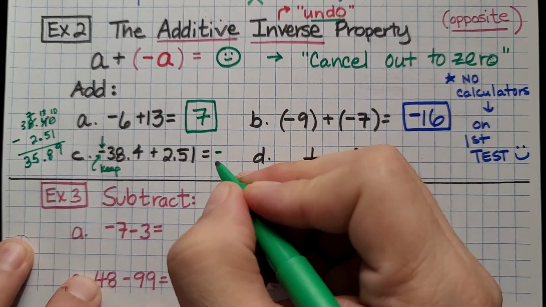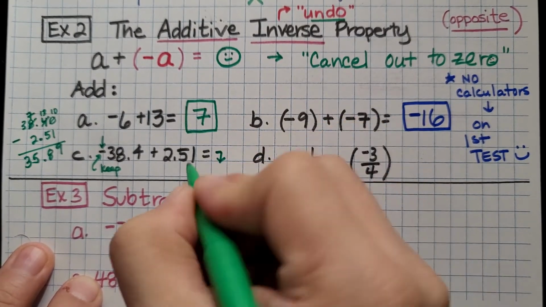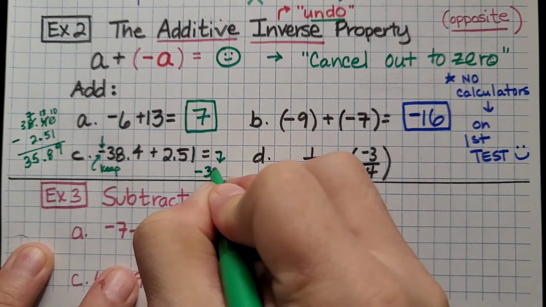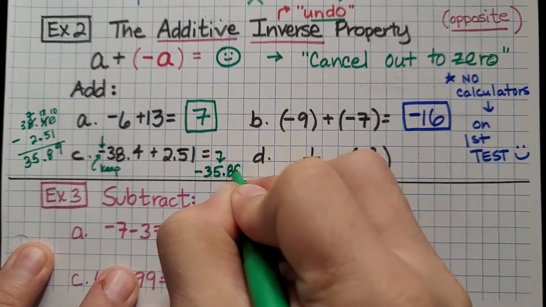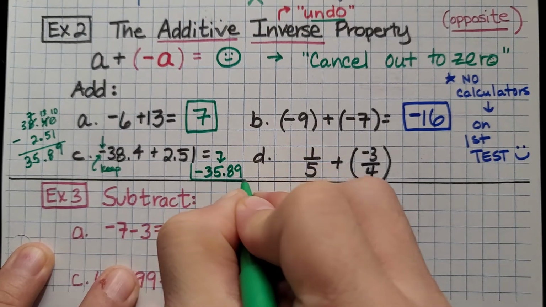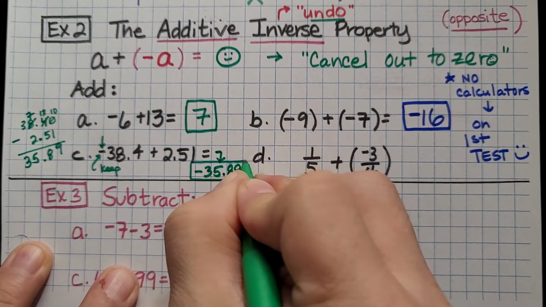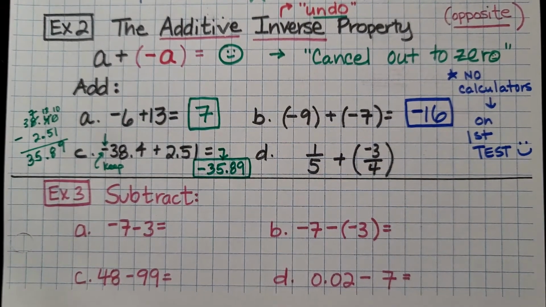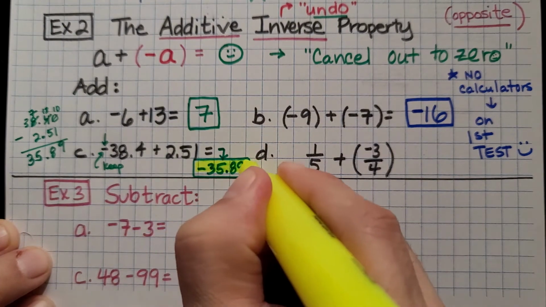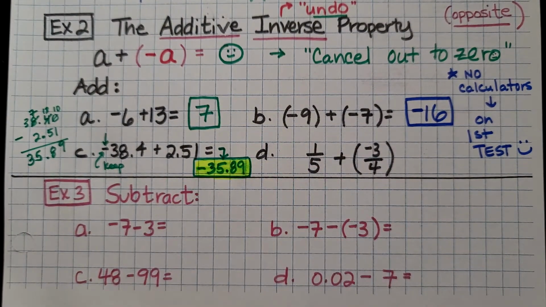Why did I not give myself enough room? Let's write it down here. Negative 35.89. Now you have some options here. Let me see how bad this looks. I'm going to try it one time. Can you either highlight your answer, circle your answer, or box your answer? I need you to do one of those three things.